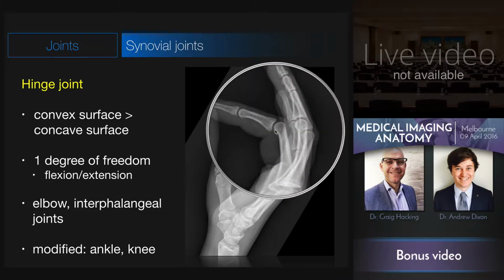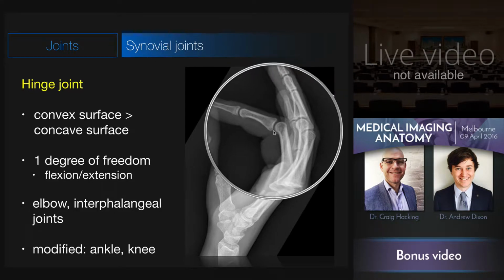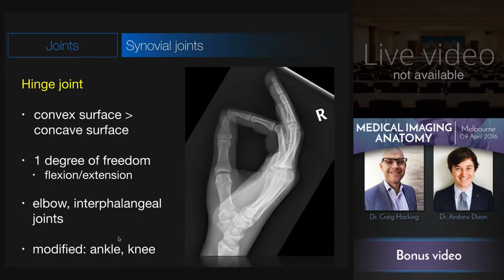The interphalangeal joints of the hand, again, perfectly shaped convexity, sitting within the concavity of the middle phalanx. The ankle joint and the knee joint are primarily hinge-type joints. However, the ankle joint does allow some eversion and inversion, and the knee joint allows a little bit of rotation, and therefore they are considered modified hinge joints.